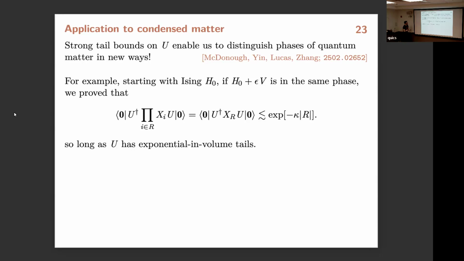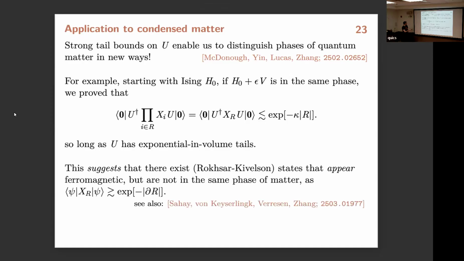And this is interesting because there are certain states that naively look ferromagnetic, but don't have this property. There are states called Rokhsar-Kivelson states that can break Z2 symmetry spontaneously. But suggestively, they appear not to be in the same phase of matter, because this disorder operator is only area law suppressed, not volume law suppressed. So we certainly know from this property that there is no volume-tailed exponential unitary U that rotates you from the Ising fixed point to the Rokhsar-Kivelson state.